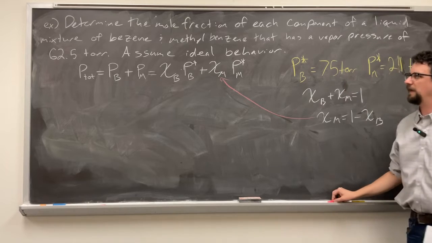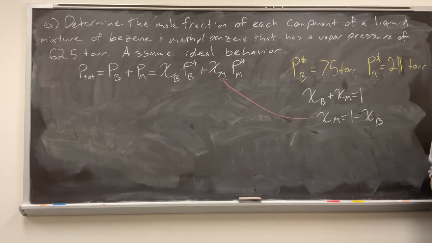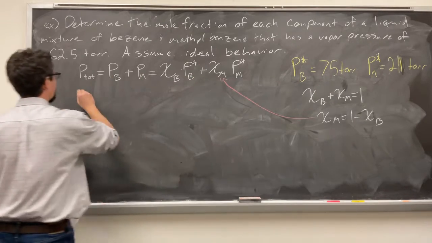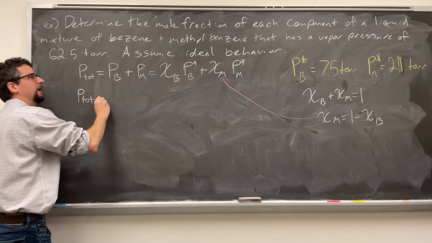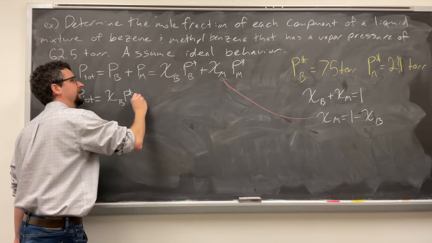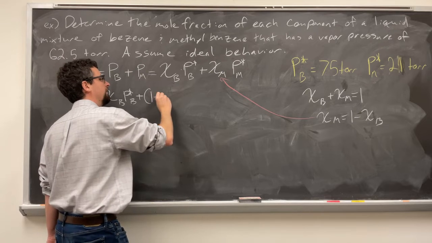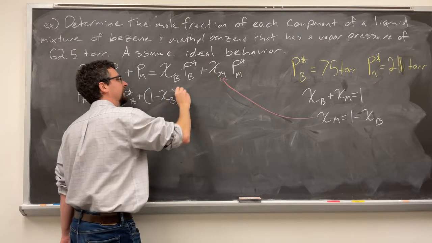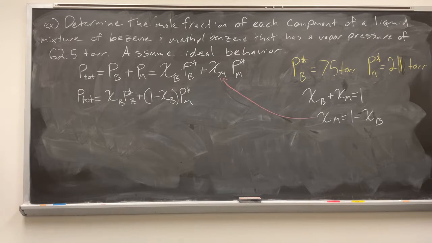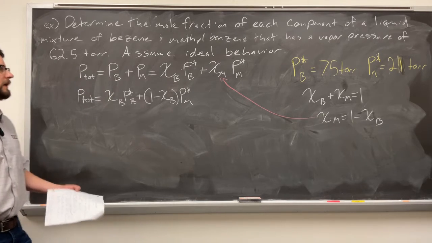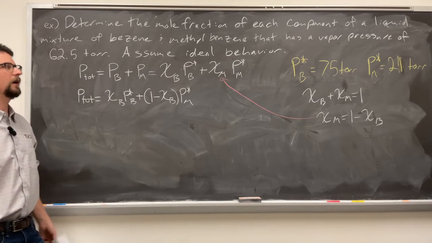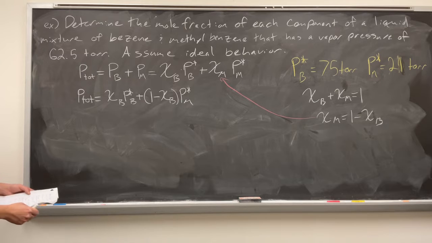And now, instead of having one equation and two unknowns, we now have one equation, one unknown. It's solvable. So we have P total is equal to the mole fraction of benzene times that of pure benzene plus 1 minus the mole fraction of benzene times that of pure methylbenzene. We can plug in some numbers here. Note the numbers in all cases have the units of torr, except for these numbers here. I'm going to leave that off and just toss it in at the end.